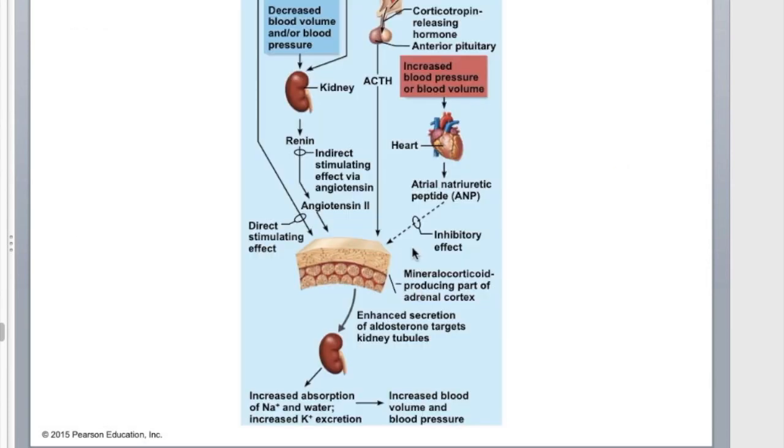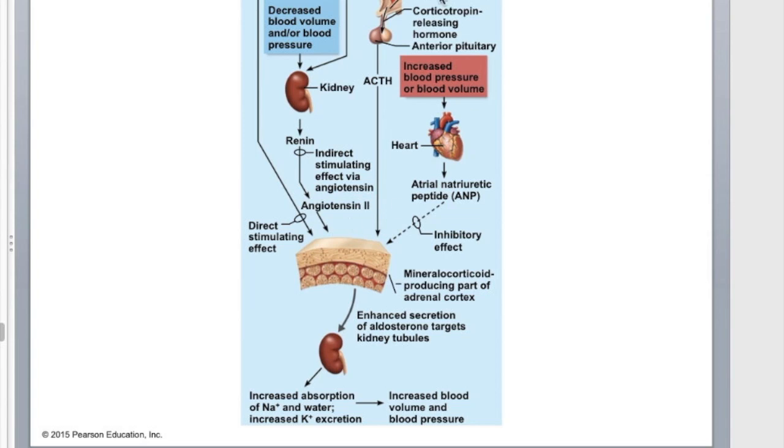Here's an image of that. So you've got your direct stimulating effect, which is the balance of the sodium and potassium in your blood, whether it's a decrease in sodium or an increase in potassium. That will directly stimulate the adrenal cortex. You've got decrease in blood volume or blood pressure, which then stimulates the kidney. This is your indirect. The kidney releases renin, which in turn releases angiotensin II.